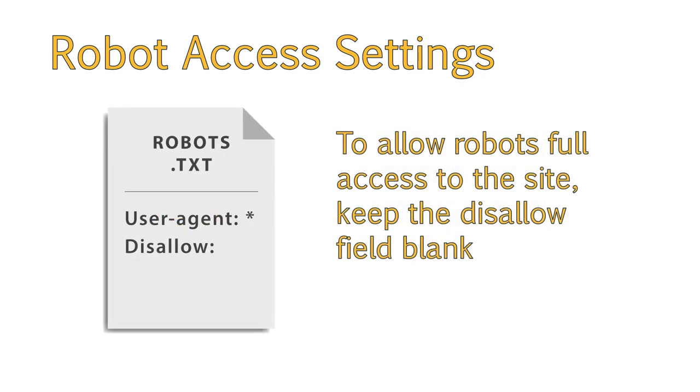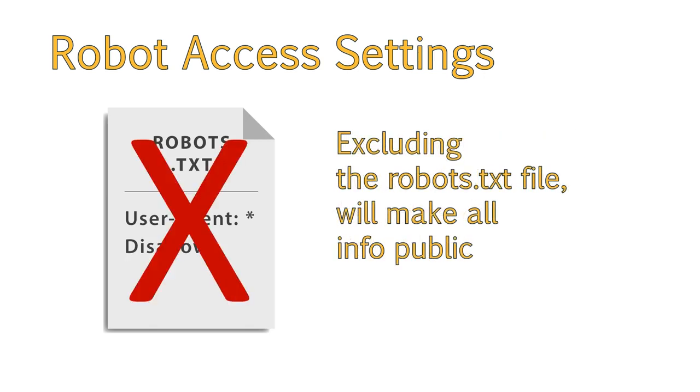If we wanted to allow robots complete access to the site, we would simply keep the disallow field blank. For example, we would simply enter user agent followed by an asterisk or wildcard, and then on a new line, type disallow and not include any information after that. You could also simply not use a robots.txt file, which will automatically make all information public.